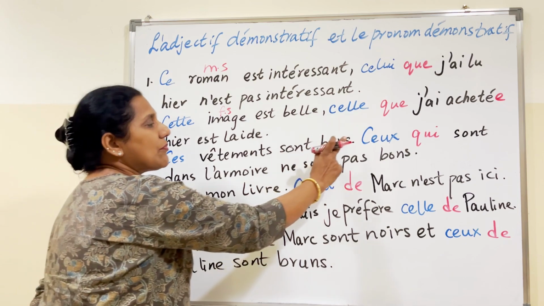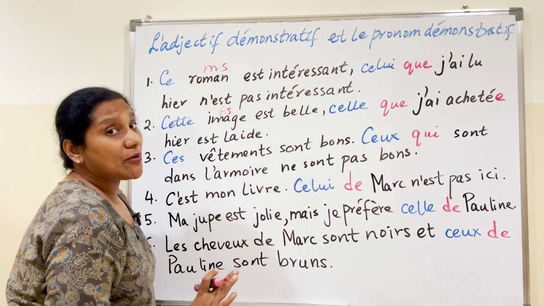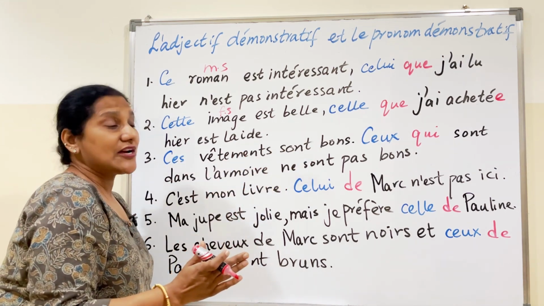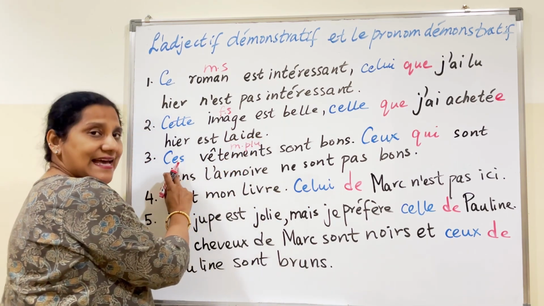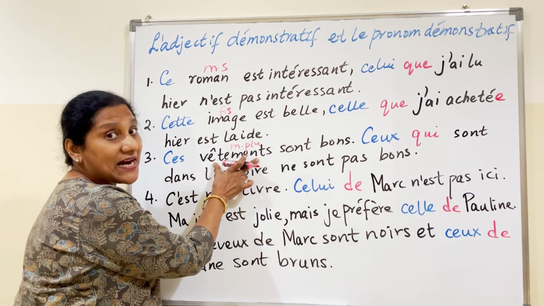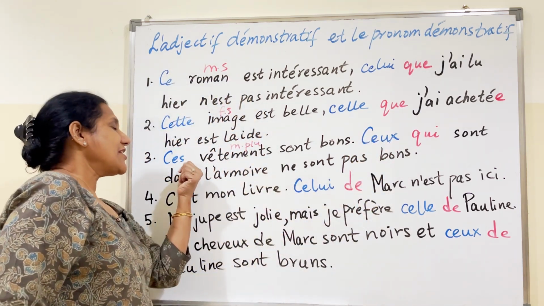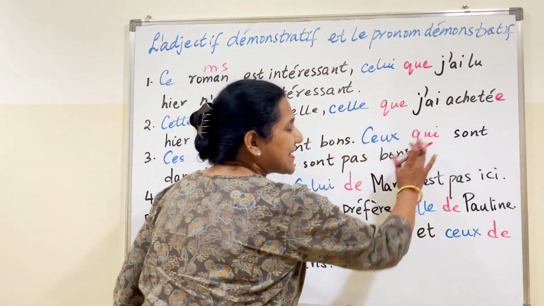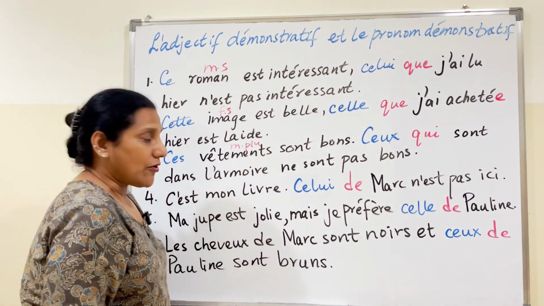Ces vêtements sont bons, ceux qui sont dans l'armoire ne sont pas bons. So these clothes are good, the ones which are in the almirah are not good. Vêtements is masculine and plural, so we write CES. Why am I using demonstrative adjective? Because it's followed by a noun. And CEUX, we are using CEUX because this is masculine and plural, and it's already followed by qui, so I don't need to add ci and là. Sont dans l'armoire ne sont pas bons.